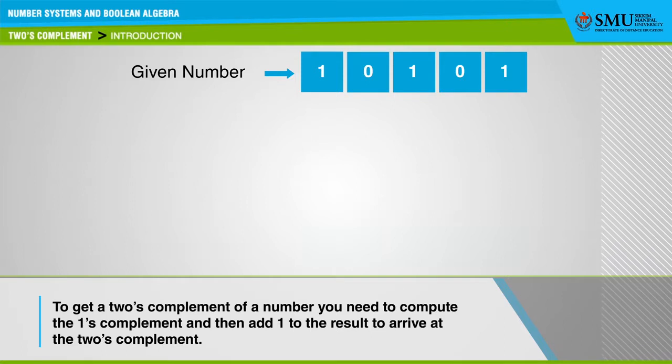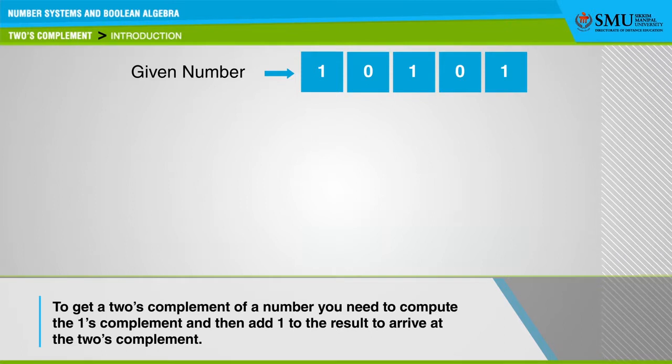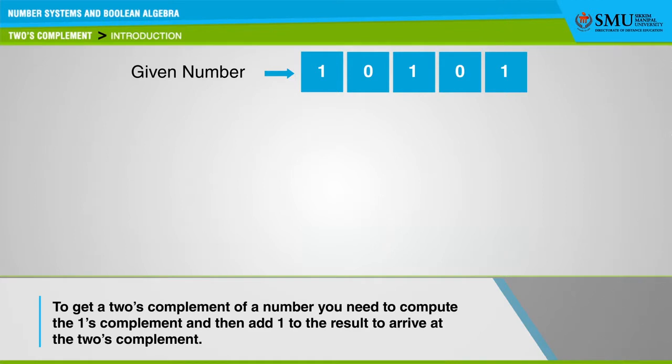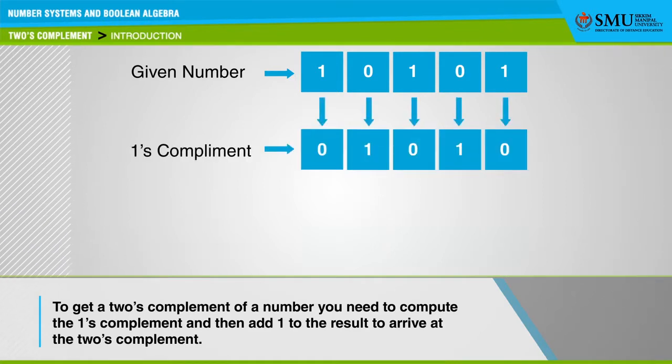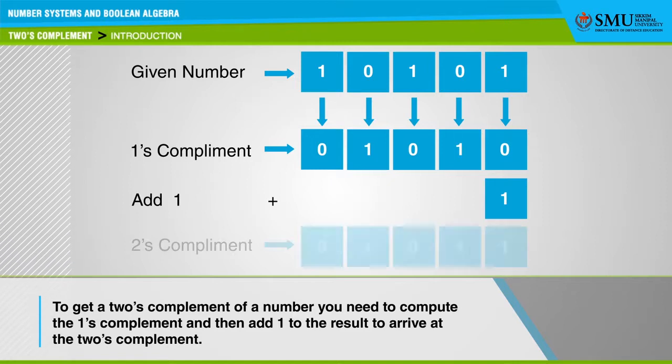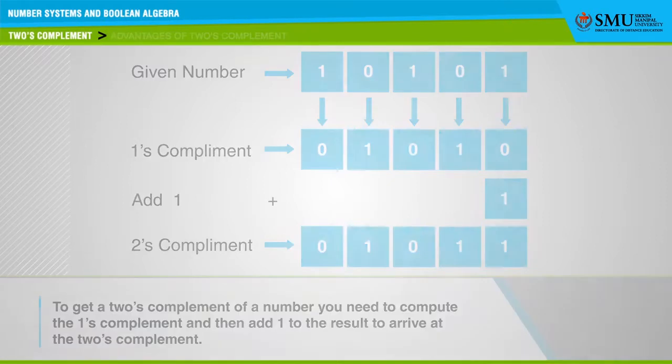Let us look at the steps to get a 2's complement of a given number. To do that, we need to compute the 1's complement and then we need to add 1 to the result to arrive at the 2's complement of the given number.